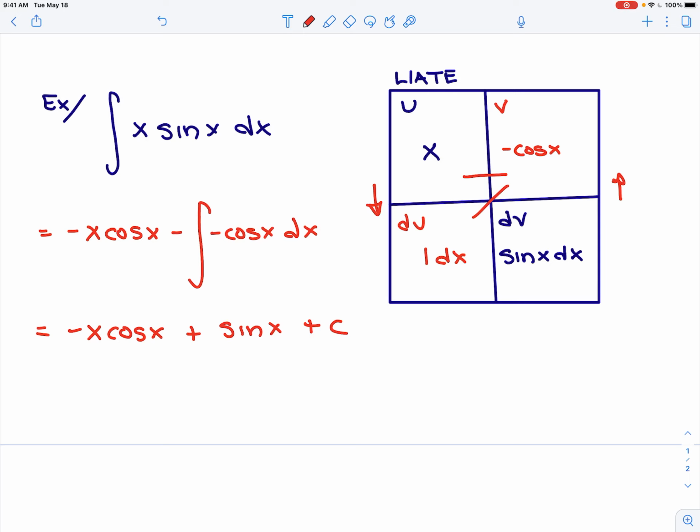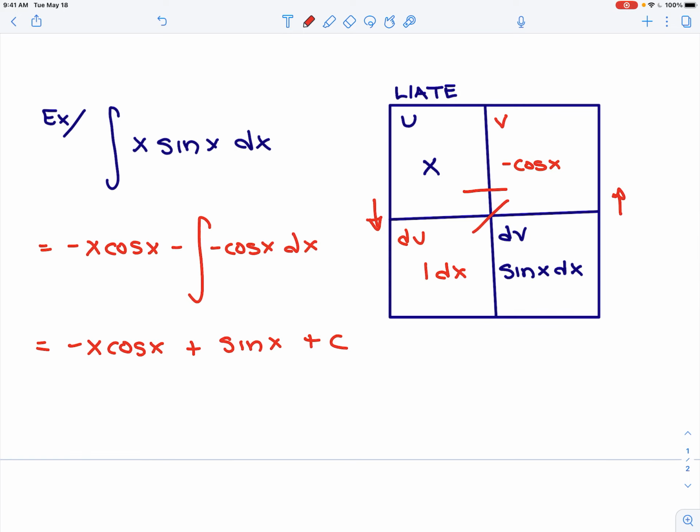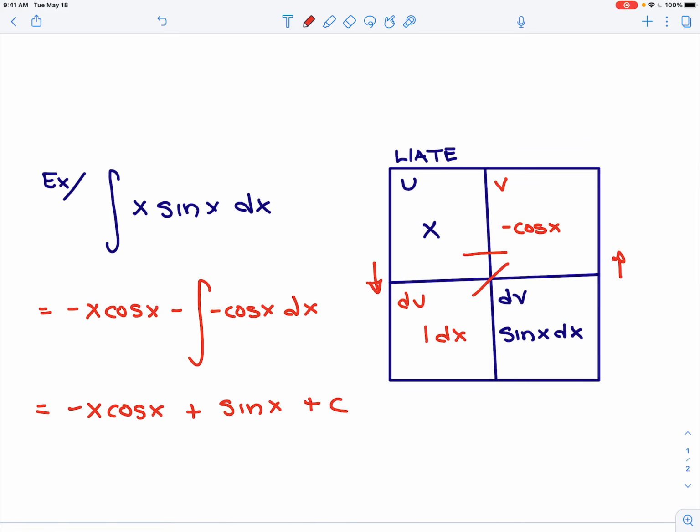So we're now integrating a product, so we're kind of undoing the product rule. And in the next video, I'm going to show you how that rule comes from the product rule.